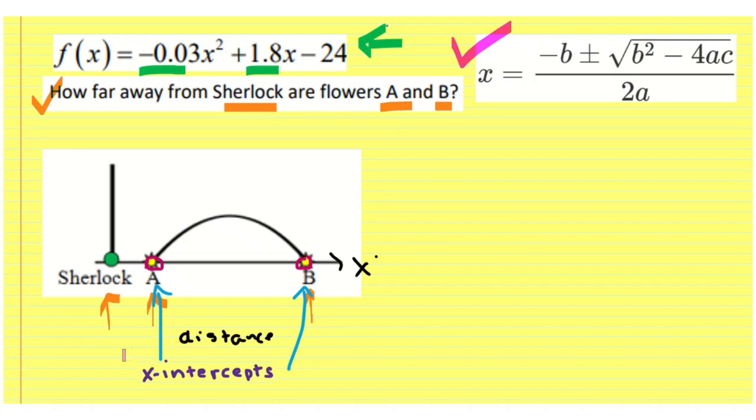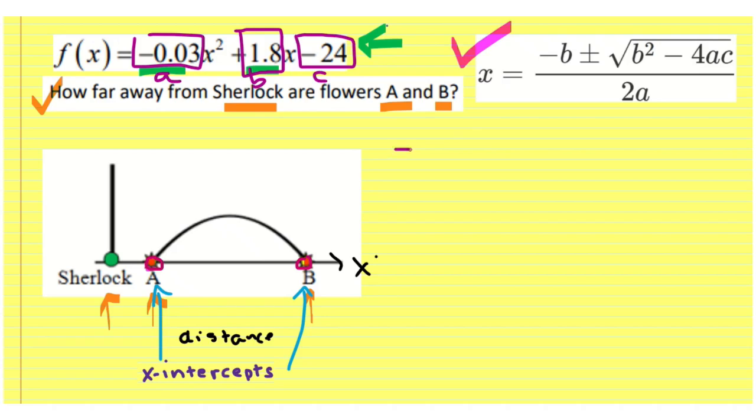And that will give us both of these x values at these points that are represented by flowers A and B. Again, we're going to use that ax squared plus bx plus c standard form. So my b number is going to be 1.8, and my a number will be right there. And my c number is going to be negative 24. So I'm going to plug all those into the quadratic formula.